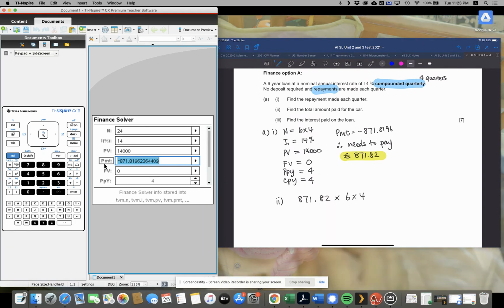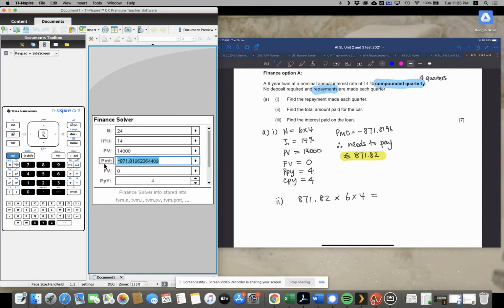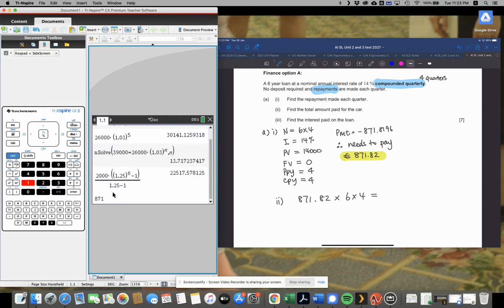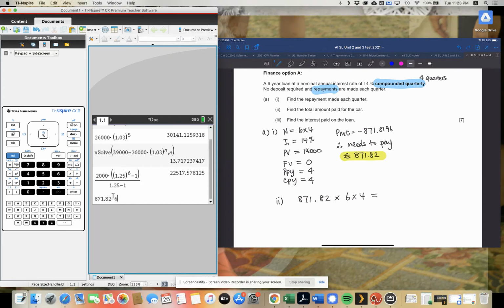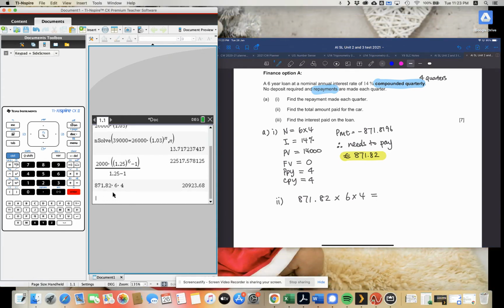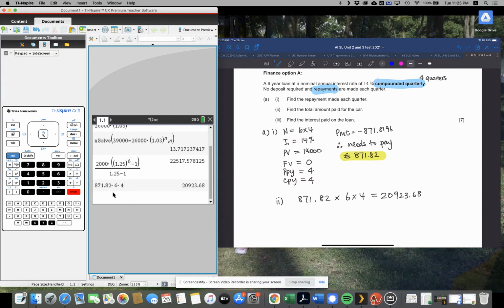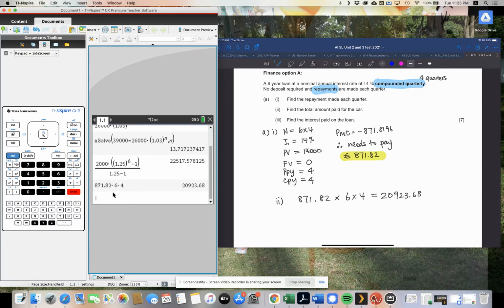6 years of 4 quarters. So you times it by 24. To go back here, you can do 871.82 times 6 times 4. So this is how much Brian needs to pay back in total if he opts for option A.